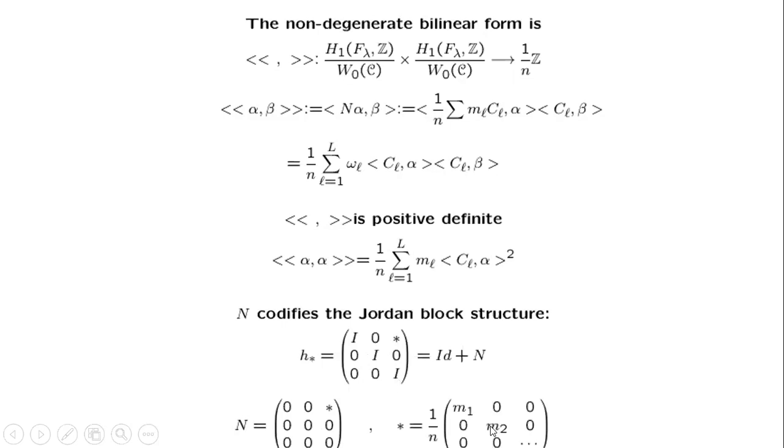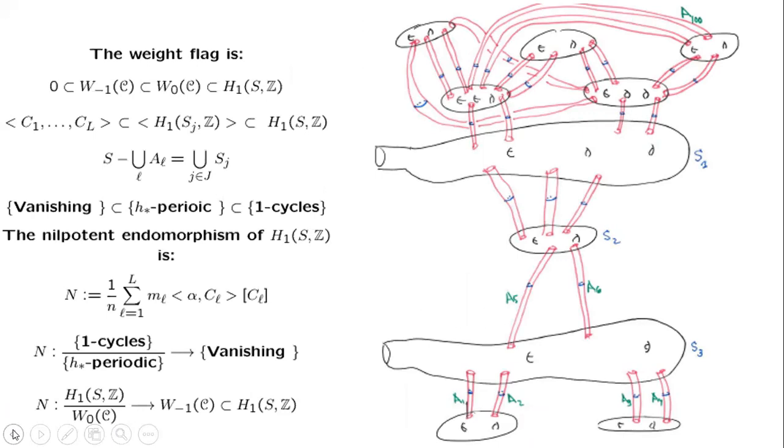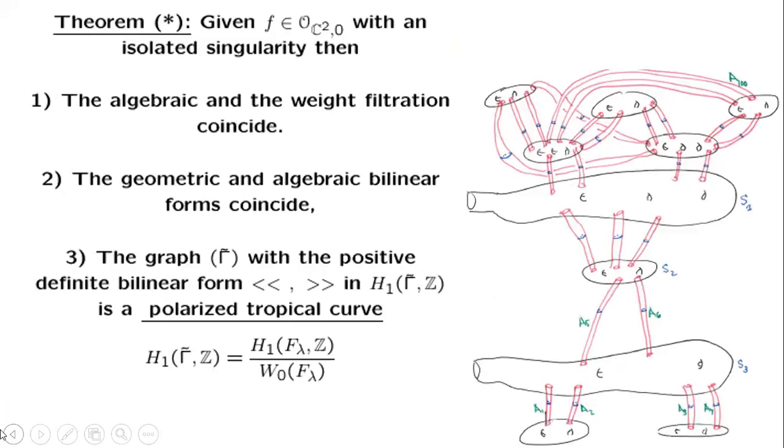So the geometric weight flag, the theorem we have, between all this group of people that I mentioned, is the following. One: the algebraic and the geometric weight filtrations coincide. So this is giving a geometric interpretation of some object which was defined algebraically. Two: the geometric and the algebraic bilinear forms coincide.